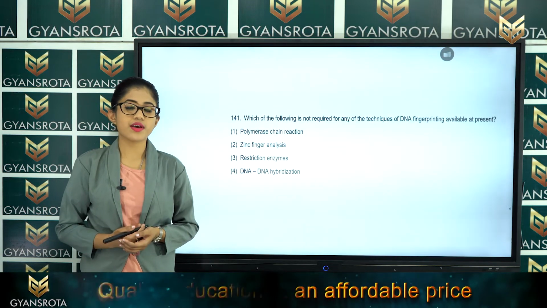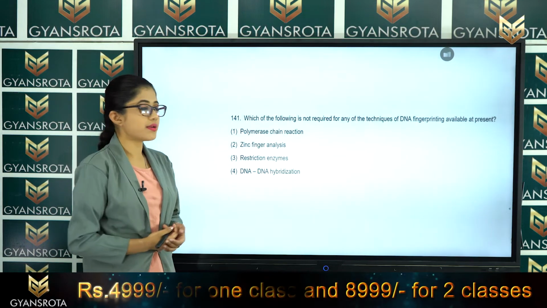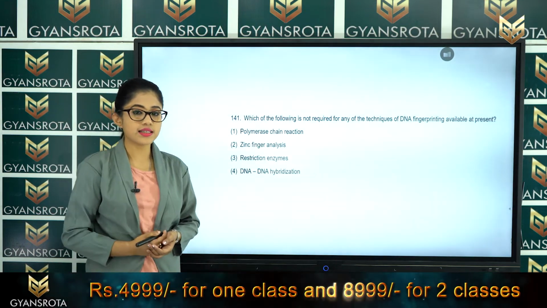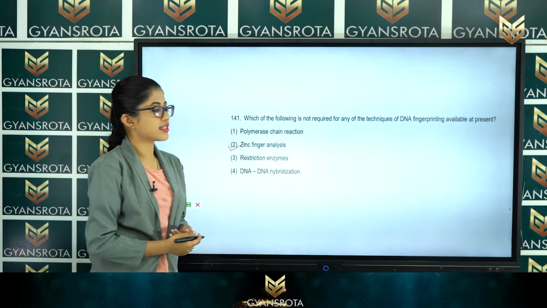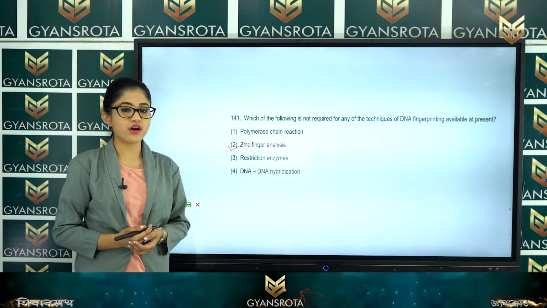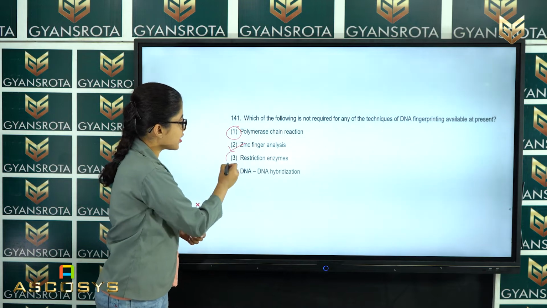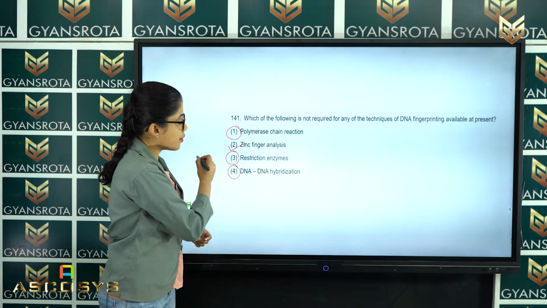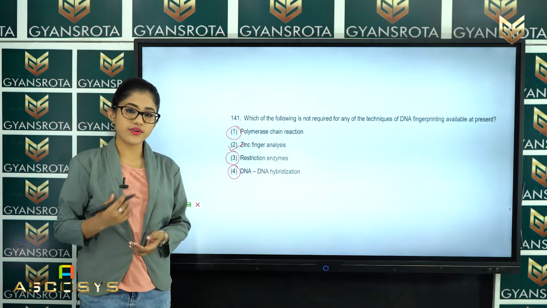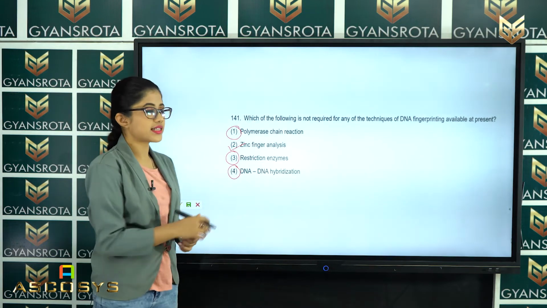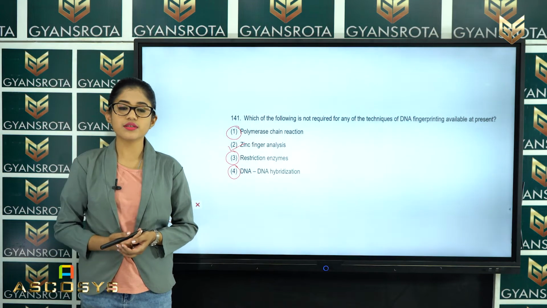So in the last topic we have discussed about the DNA fingerprinting. So which among them is the incorrect statement? That is the option number 2. So zinc finger analysis is not required for any of the techniques of DNA fingerprinting, whereas the polymerase chain reaction, restriction enzyme and DNA-DNA hybridizations, this is the most important steps which are required in DNA fingerprinting. So option number 2 is the correct answer of these questions. Alright. Now let us move on to the next question.